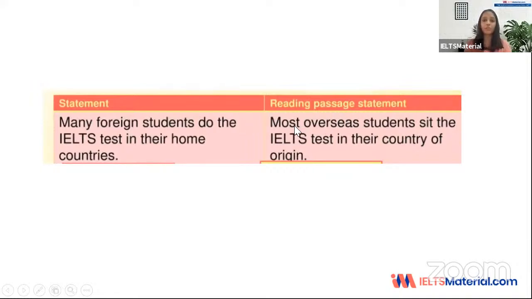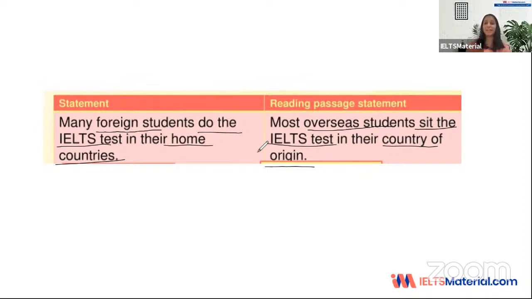So our reading passage is most overseas students sit the IELTS test in their country of origin. And then you can read a statement. Let us know whether they are the same or not. Is it true, false, or not given? All right. So foreign students and overseas students, right? They are the same. Also, do the IELTS test and sit the IELTS test. They are the same. Home countries and country of origin, they are the same. So is it true?